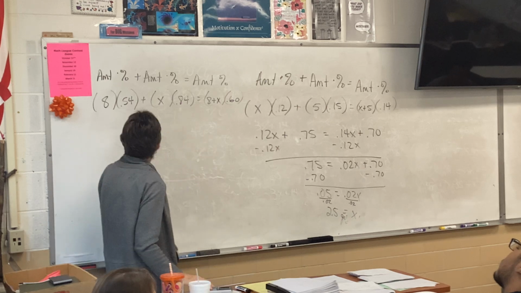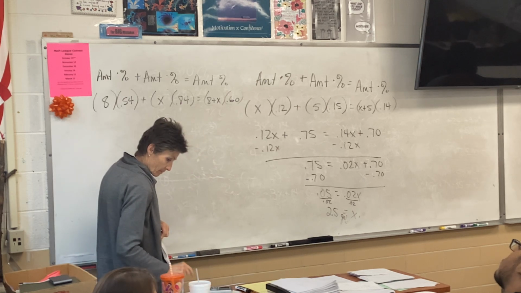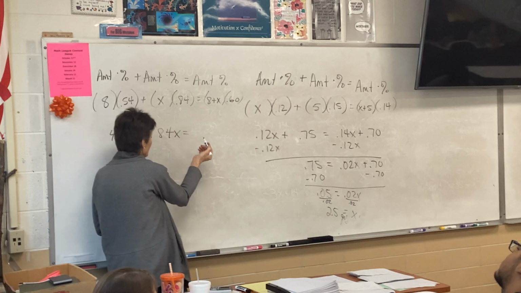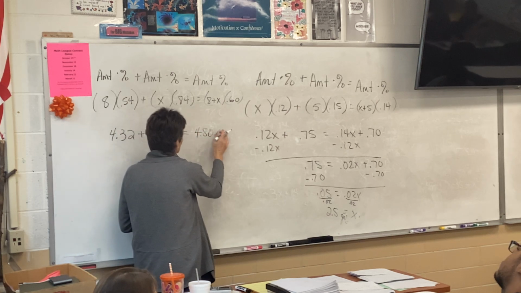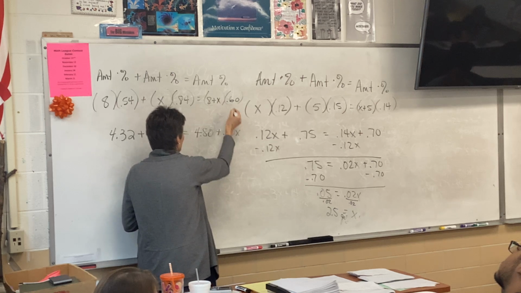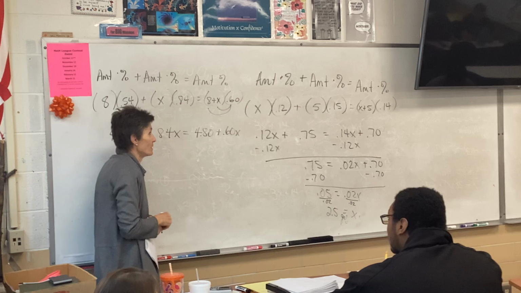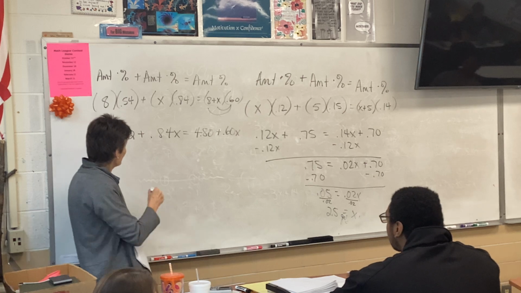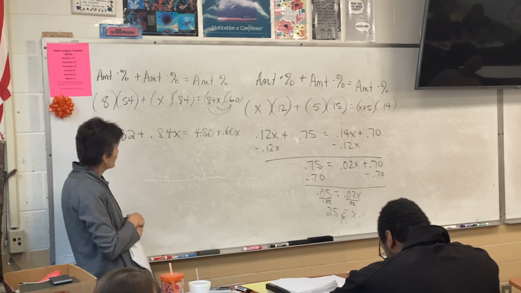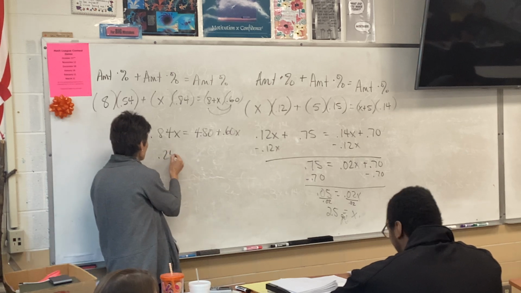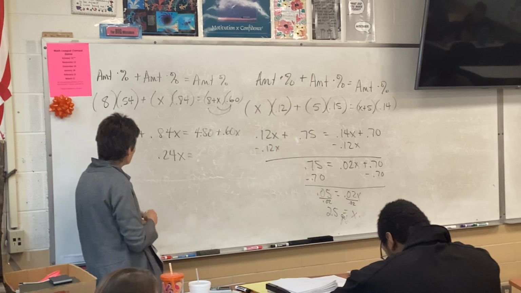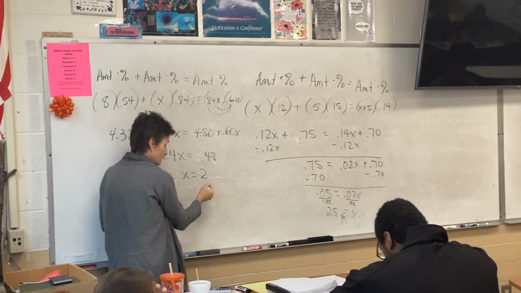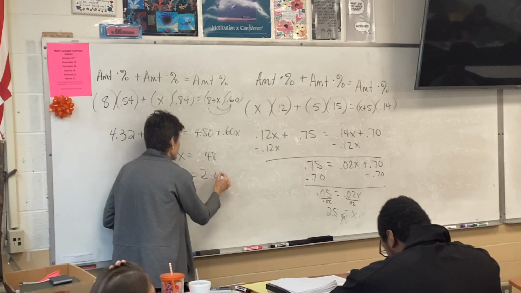I don't know. What's 54 times 8? 4.32 plus 0.84X equals... remember, you always have one distributive in these problems, so make sure you're doing your distributive property. We're going to move some stuff around here. We're going to solve this equation. And get all the X's on the same side. All the numbers on the other side. Did you get 2 cups?